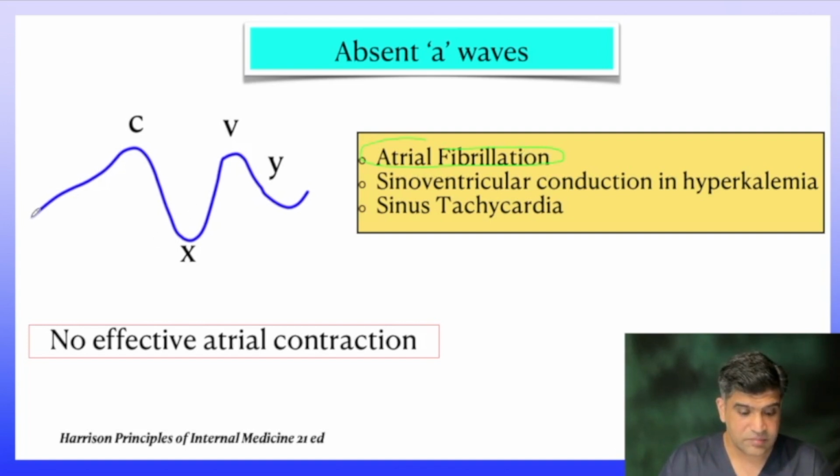Let's see in the trace. The trace should have been like this: A wave, small C wave, X and V. So this part goes for a toss in atrial fibrillation. So there is no A wave, straight away C wave. So when there is no effective atrial contraction, there is no A wave.